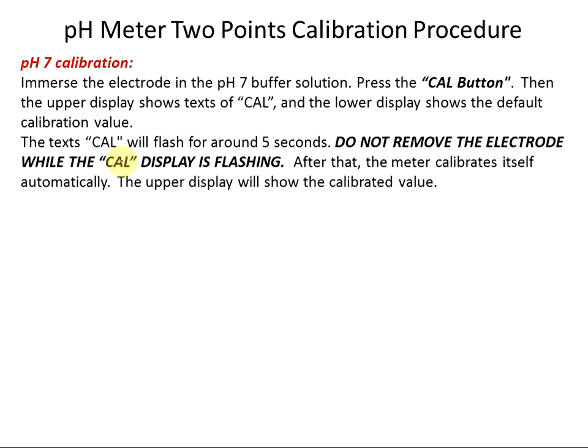So when you calibrate your pH meter, the first data point is going to be at a pH of 7. Be sure to immerse the electrode into the pH 7 buffer solution. You will then press the Cal button on the pH meter. Then the upper display text shows Cal, and the lower display shows the default calibration value. The text Cal will flash for around 5 seconds. While it's flashing, this means it's calibrating. So do not remove the electrode while the Cal display is flashing, because if you remove it while it's calibrating, it will mess it up. So keep it submerged while it's calibrating. Once it stops flashing, it's done calibrating and you can remove the electrode from the buffer solution.